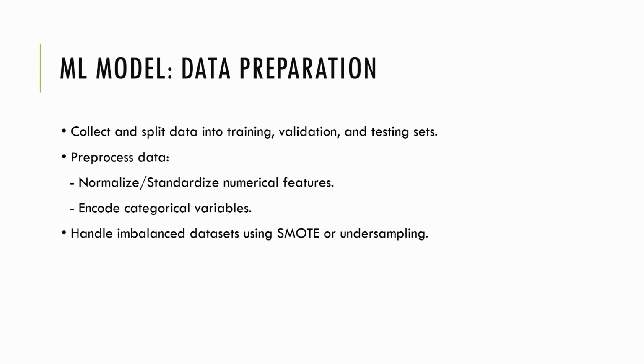For building an ML model, the first step is collecting and splitting the data into training, validation, and testing sets. After that, we will preprocess the data by normalizing numerical features and encoding categorical variables. We will also address any data imbalance using techniques like SMOTE or undersampling to ensure balanced data for model training.